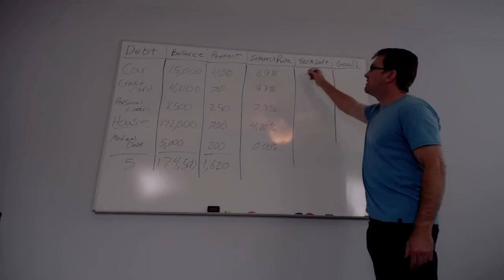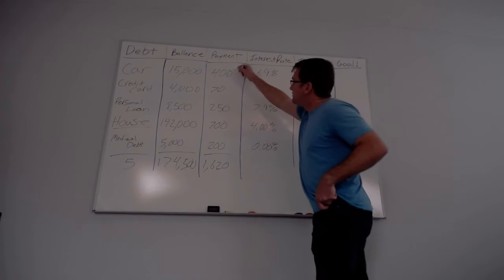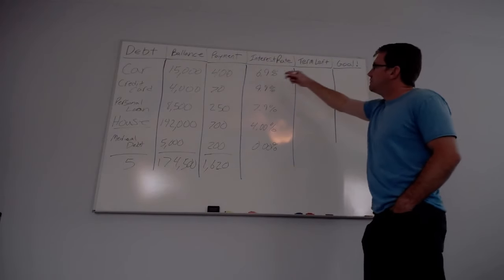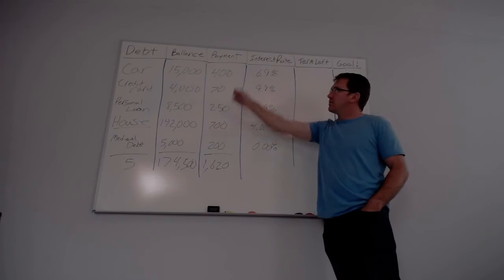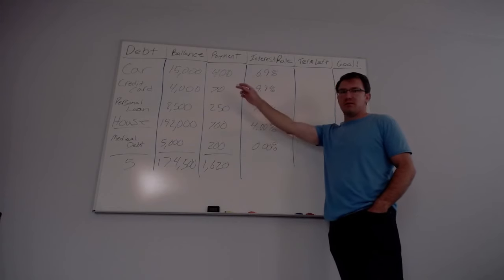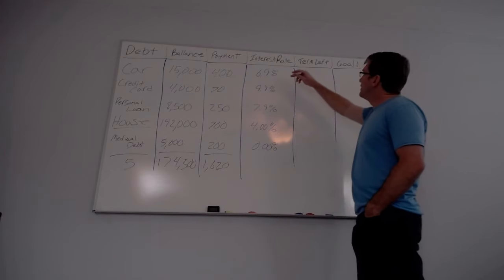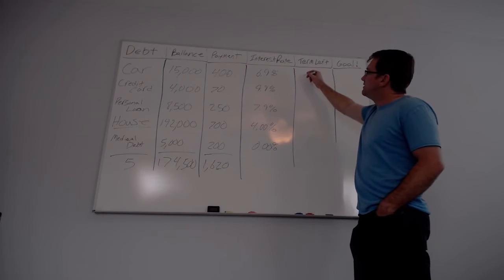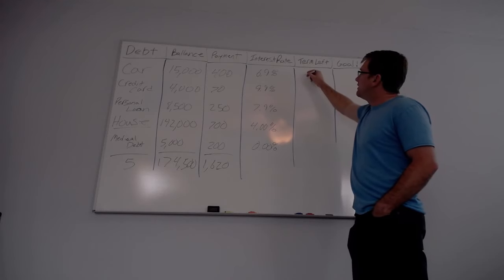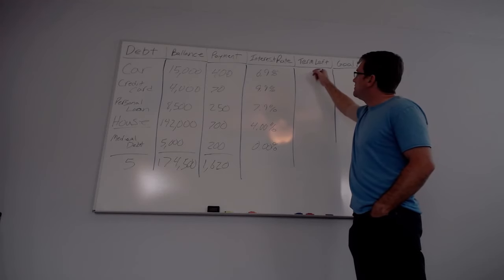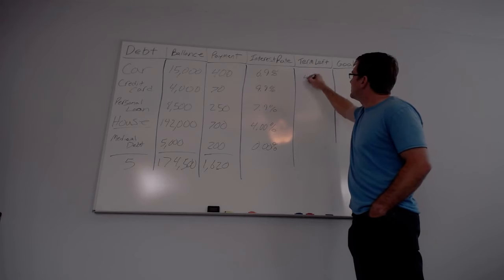Now, terms left. So say typically a $400 a month car payment would have been like probably about a $20,000 balance new. So I'm going to say they probably have like 4 years left, maybe something like, if it was like a 6 year loan, let's just say they got 48 months left on that.